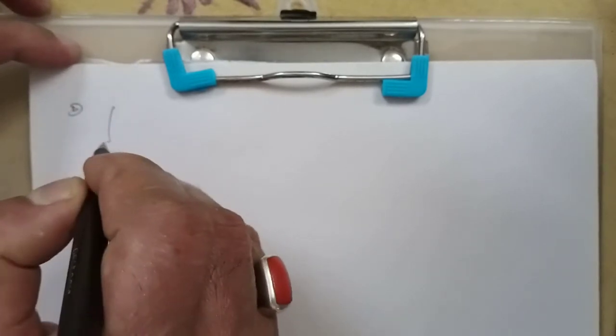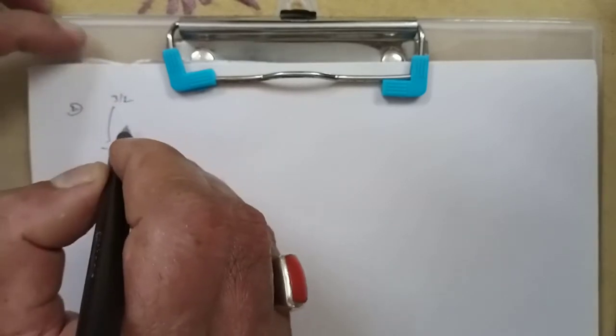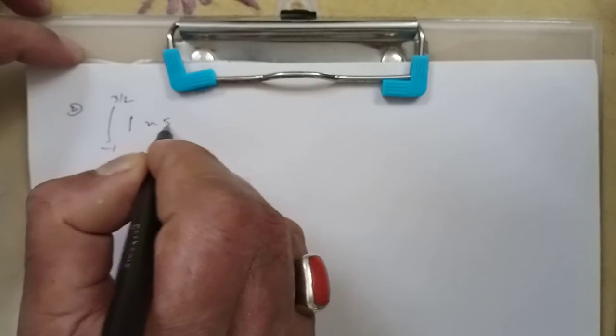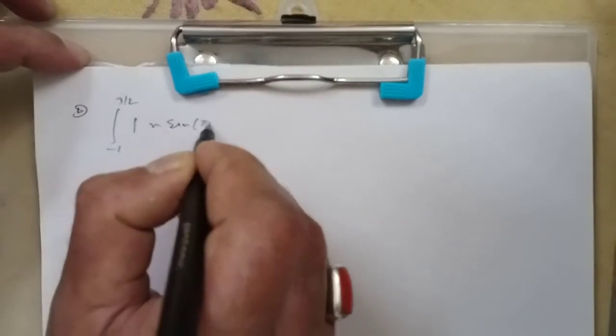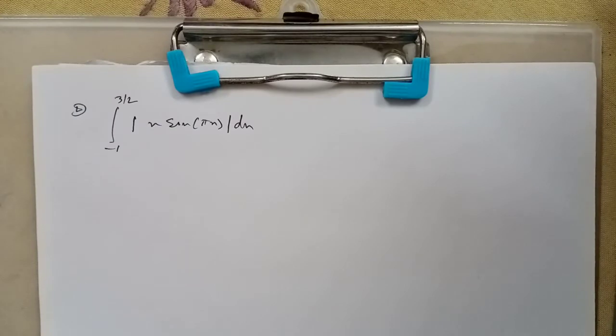Problem 2. Integration minus 1 to 3 by 2 mod of x sin of pi x dx. Now look, here the limit of integration is -1 to 3/2. That is x lies in this interval.